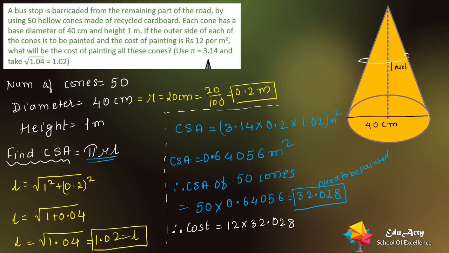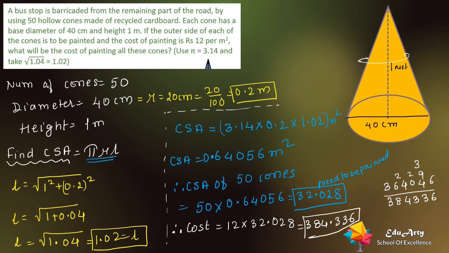12 threes are 36, 12 twos are 24, 12 eights are 96. So that is going to be how much? 384, and 2 plus 1 is going to be 3, that's 33, and that's a 6. So the decimal will come after 3: 384.336. So the cost of painting will be rupees 384.336. This will be your ultimate answer. Correct. This is the cost of painting.